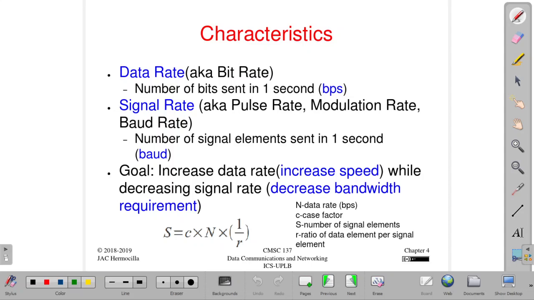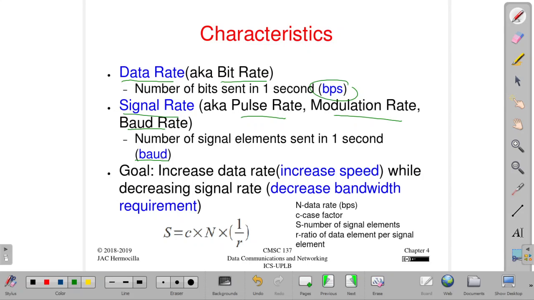Now, also, we can look at the data rate. Data rate is also known as the bit rate, which is the number of bits sent in 1 second, and the unit is bits per second. Then we define signal rate, also known as pulse rate, modulation rate, or baud rate. This is the number of signal elements sent in 1 second, and the unit of measure is baud, B-A-U-D.